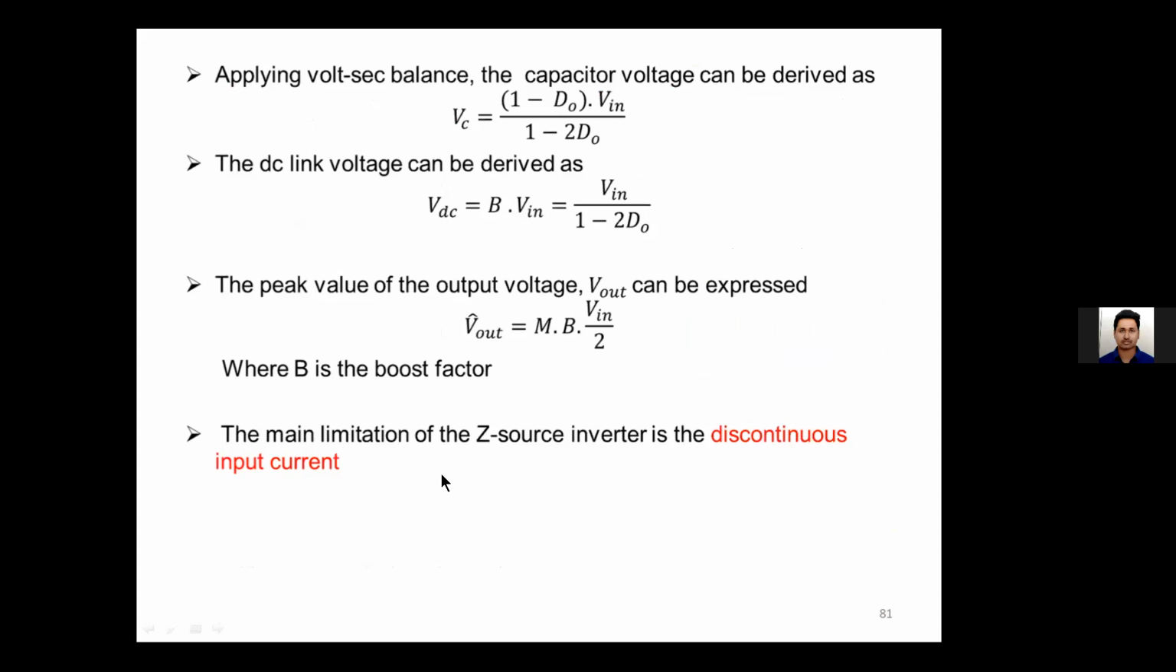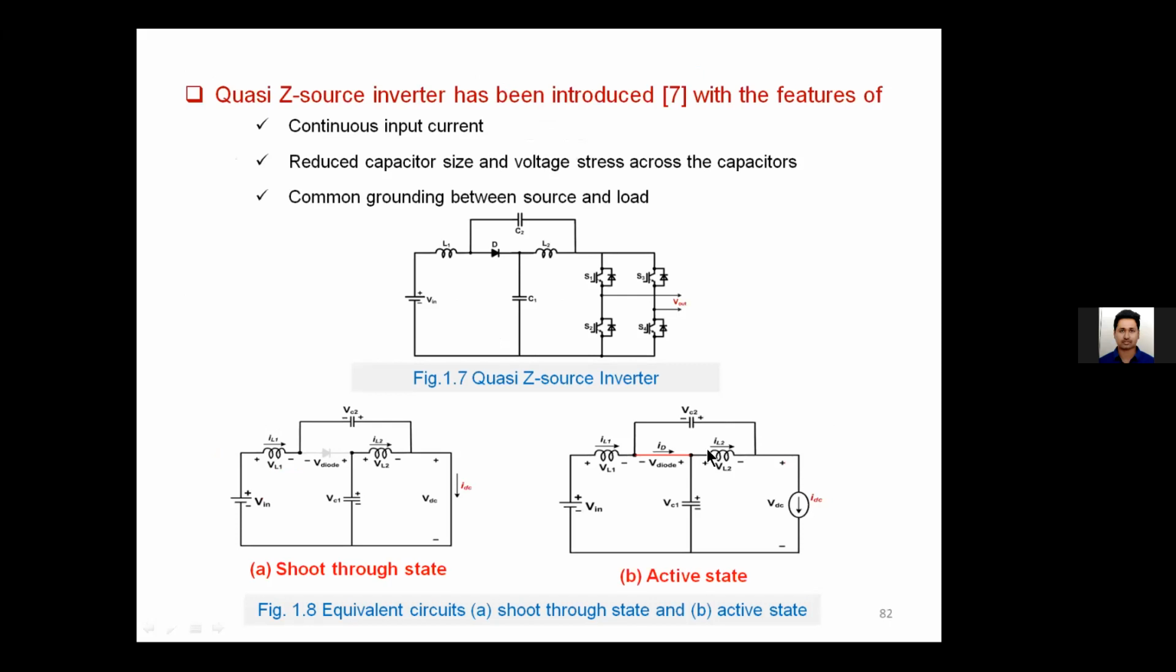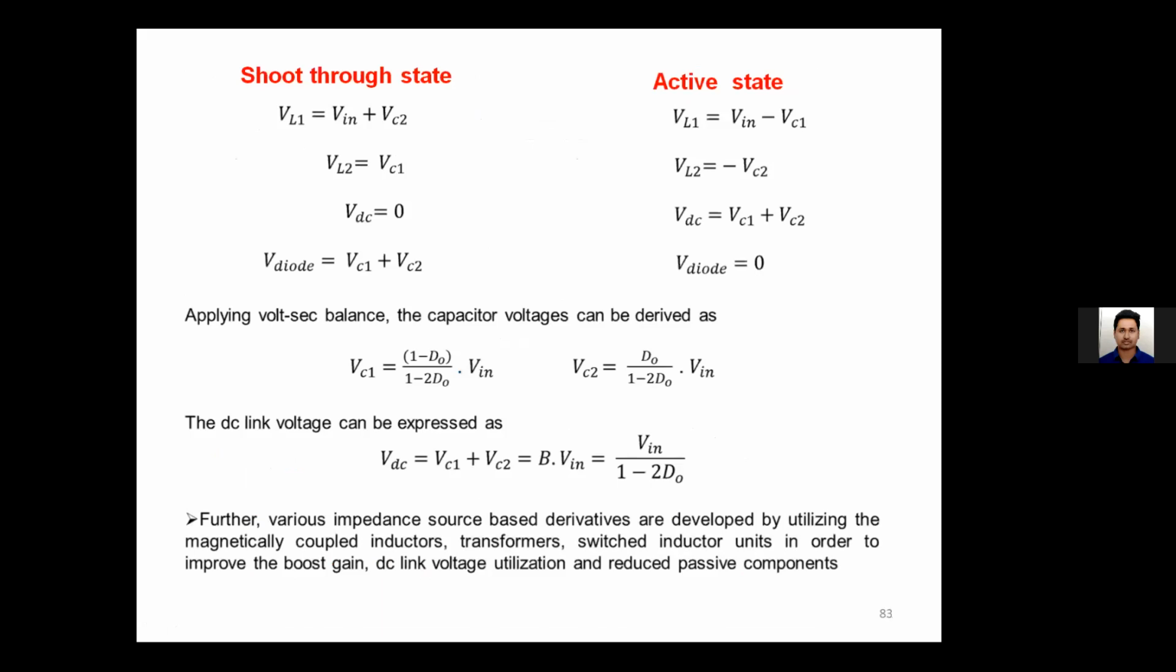But here the major limitation is the discontinuous input current. That's the reason we generally go for the quasi-Z-source inverter, where it has continuous input current profile. In case of EV applications, generally we require continuous input current. There should be no discontinuity. Even if you use fuel cell or battery, whatever, there should be continuous flow of current to the motor. Otherwise, the performance will be degraded.